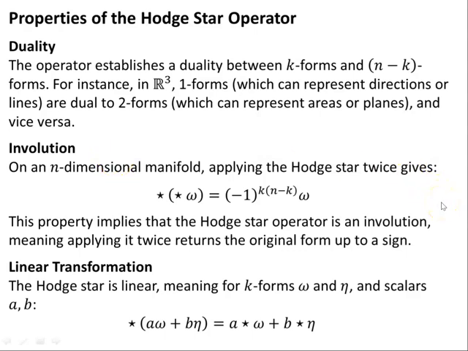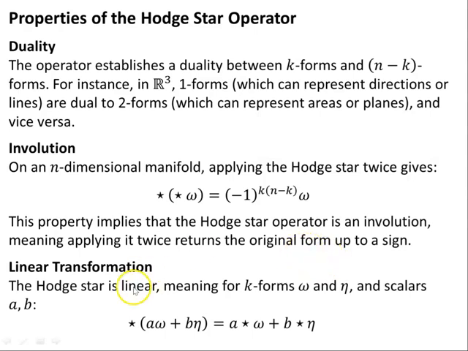Involution, double starring. On an n-dimensional manifold, applying the Hodge star twice gives star of star omega, the Hodge star of the Hodge star of omega, equals minus 1 to the power of k times (n minus k), times omega. This property implies that the Hodge star operator is an involution, meaning applying it twice returns the original form, but up to a sign, so positive or negative.